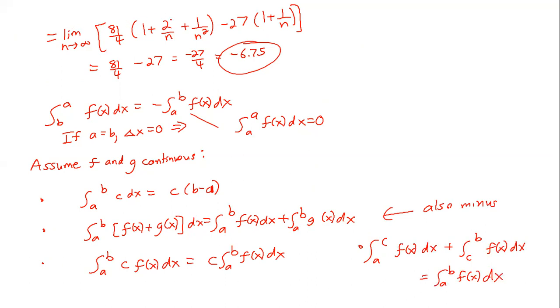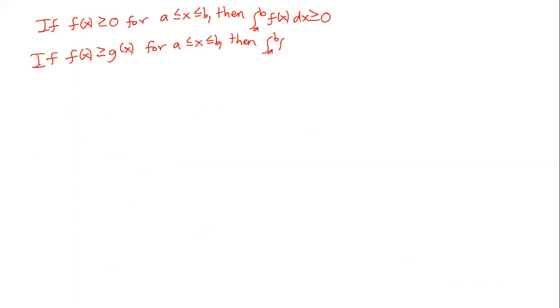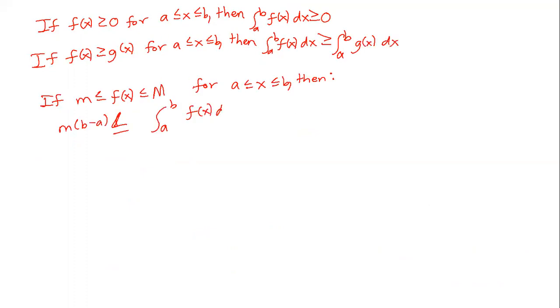Here, if we assume f and g are continuous, then some things are true. One is the integral from a to b of c dx equals c times (b minus a) for any constant c. We also have that the integral from a to b of f of x plus g of x dx is equal to the integral from a to b of f of x dx plus the integral from a to b of g of x dx. We can also take the integral from a to b of c times f of x dx, which is equal to c times the integral from a to b of f of x dx for constant c. And we have a similar one for minus.